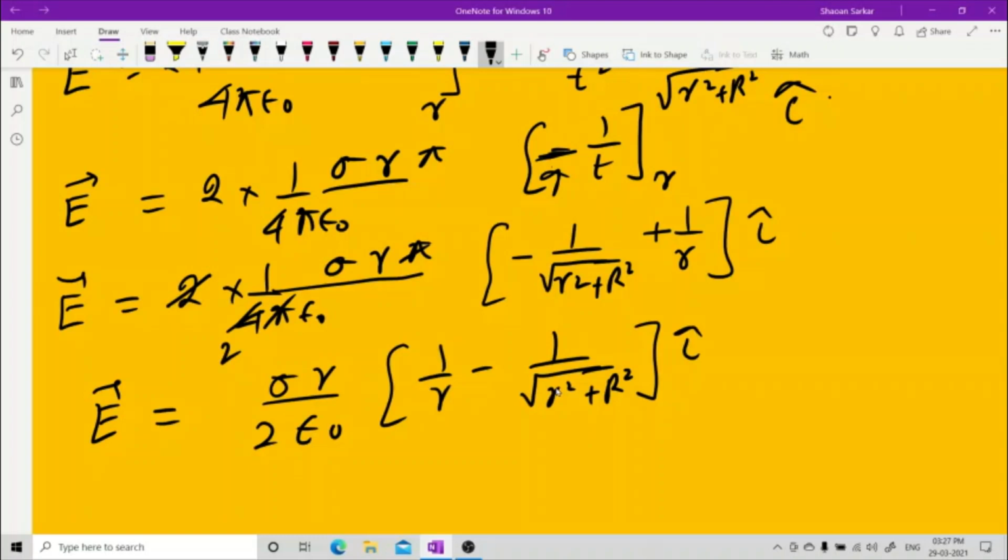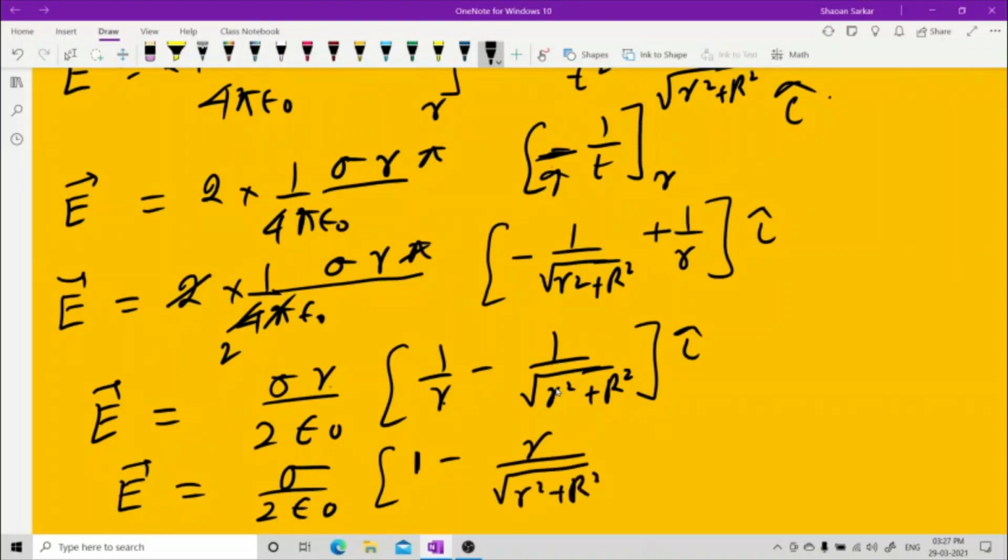Now take the r inside. So E is equal to sigma by 2 epsilon naught. This r will cancel with this r. 1 minus r upon under root r square plus R square, and this is i cap.